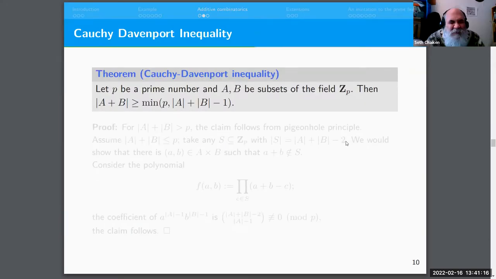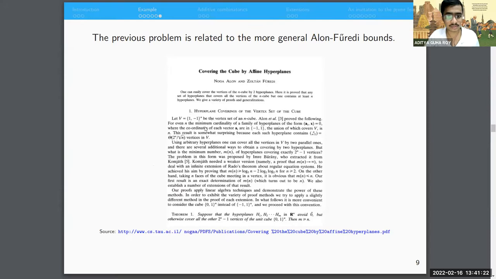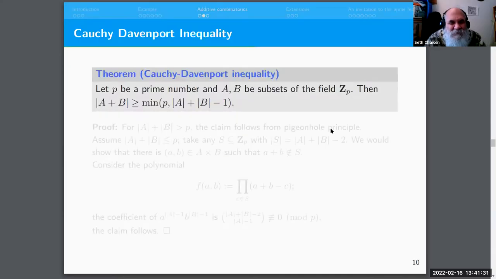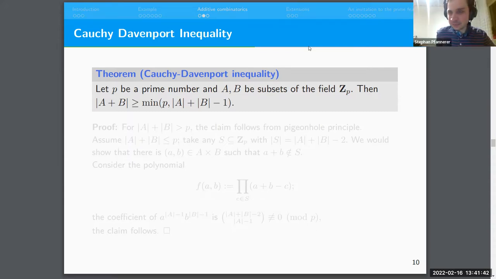So you're talking about the paper you showed a picture of? No, that's a different paper. That's a paper on Alon-Füredi bounds. So that's a different paper. I'll give you the link. I need to stop sharing and then I can go and fetch the link and put it in the chat. You can do that a little bit later. First, I want to ask, are there some other questions from the audience?